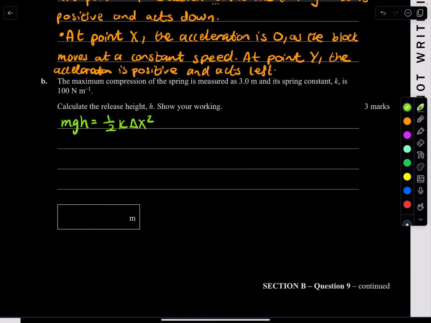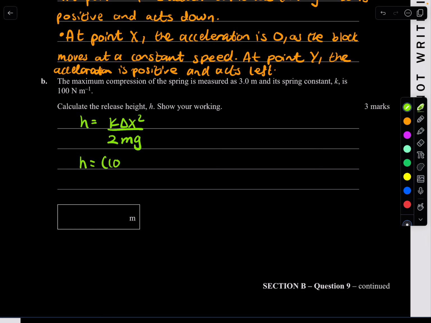So this is just overall, let me write it, k change in x squared over 2. If I want to get rid of this mg, I'm just going to put them at the bottom then. 2mg here. 2mg. And that's it. That's our formula to calculate height.